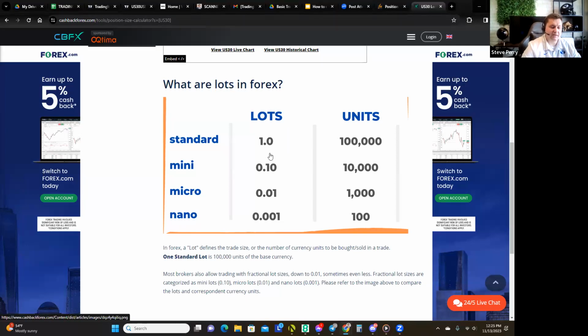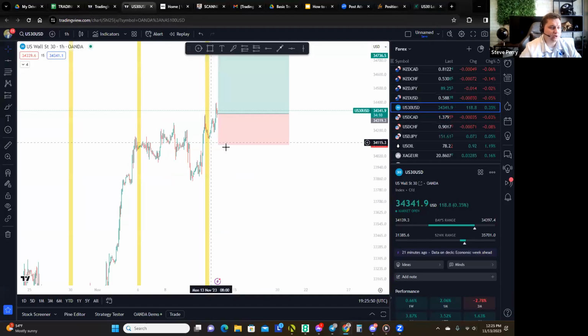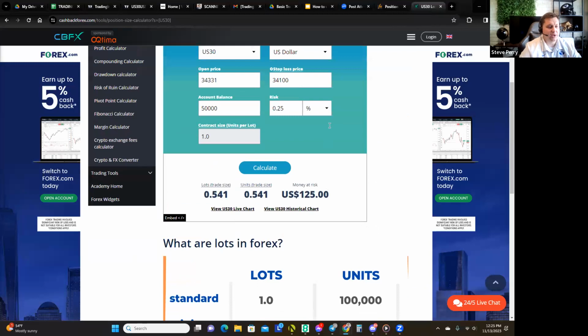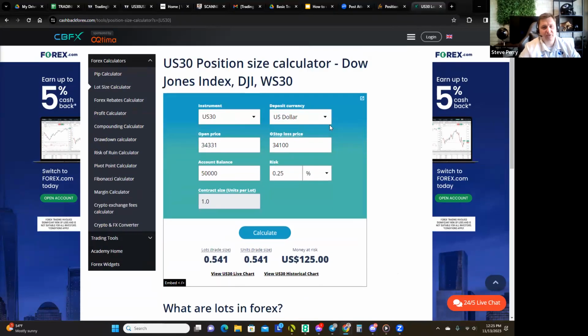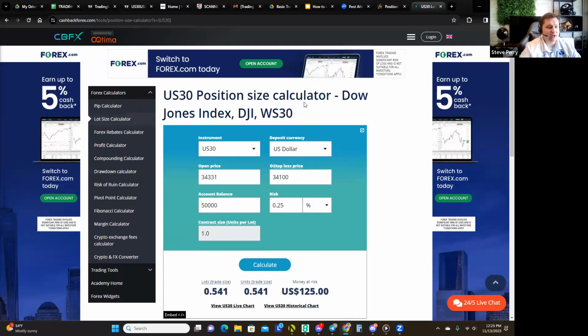It's not exactly the same thing with US 30 or NAS 100, but especially with those, you will get beat up if you're not using a lot size calculator, because the pips are different. It's a totally different animal. So you've got to use this if you're going to trade those.